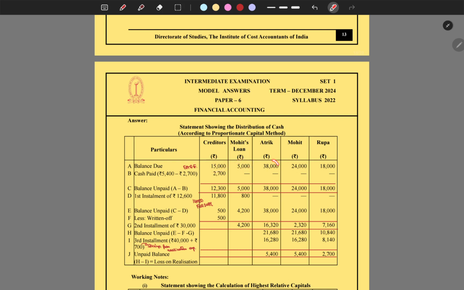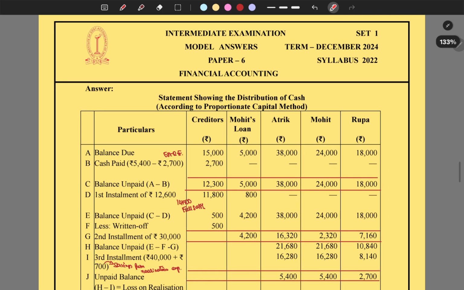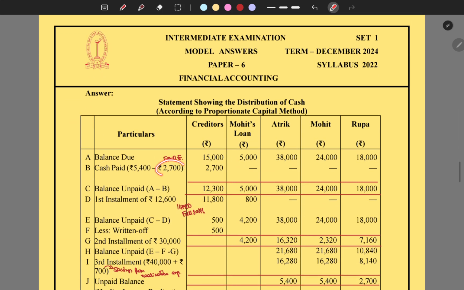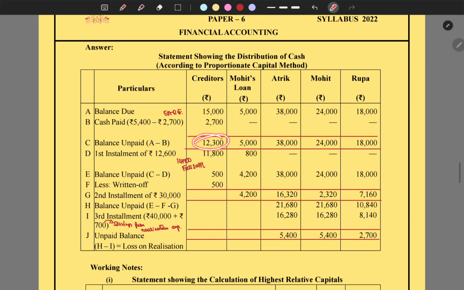First we have to arrange the liability of the business. Creditors and Mohit's loan, and Attrick, Mohit, Rupa capital have been properly arranged. We have 5,400 of cash in our business, and we have also estimated 2,700 as realization expenses, so the estimated realization expenses we paid. So creditors 2,700 removed, and the balance unpaid is 12,300. This is untouched, so it will remain as it is.